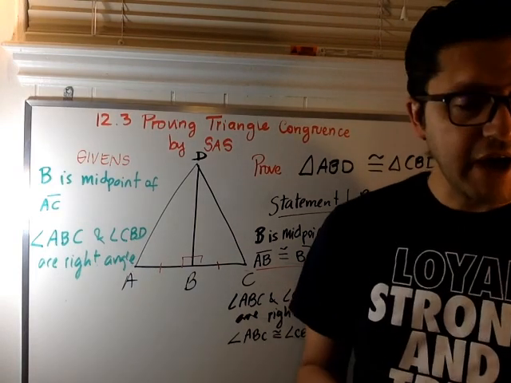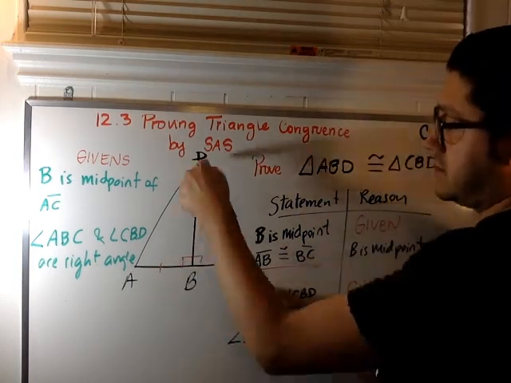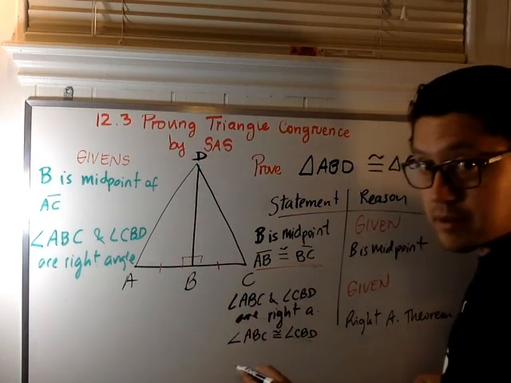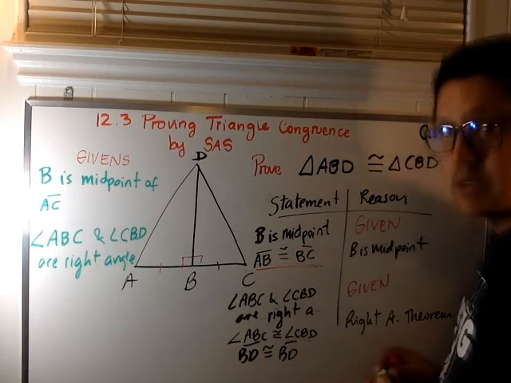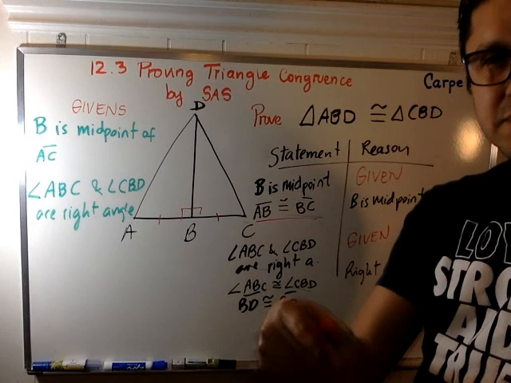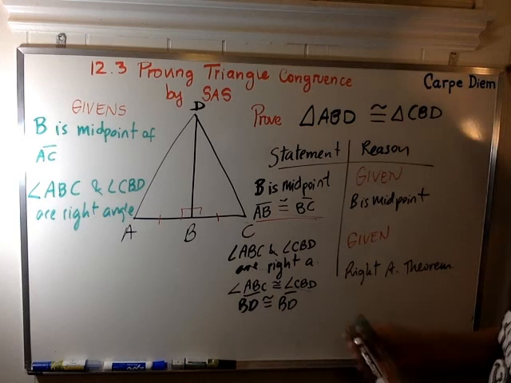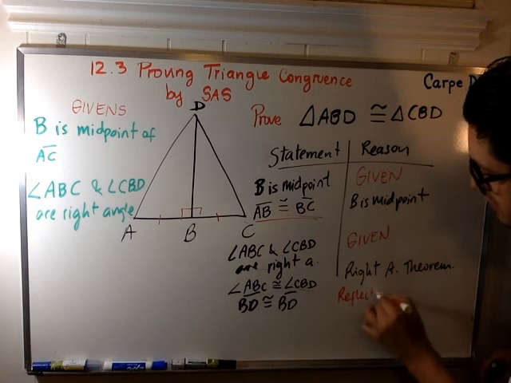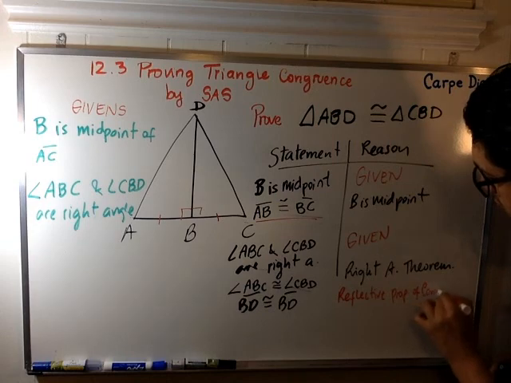okay? And finally, I can say that, can you see that this triangle and this triangle share this segment BD? I can say that BD is congruent to BD. You know, it looks a little bit confusing, but at the same time it's so logical because they share this same segment. And this we can say because of what we call the reflexive property of congruence, okay?